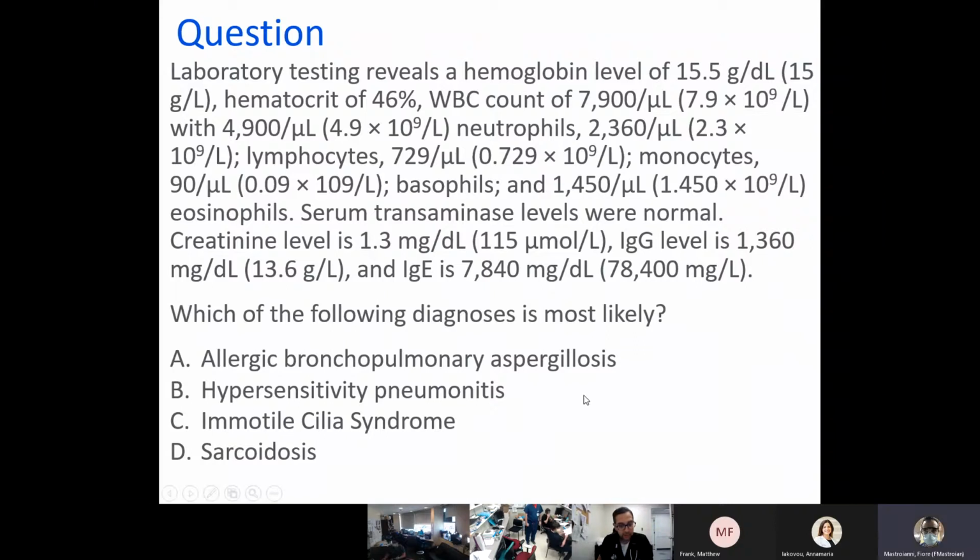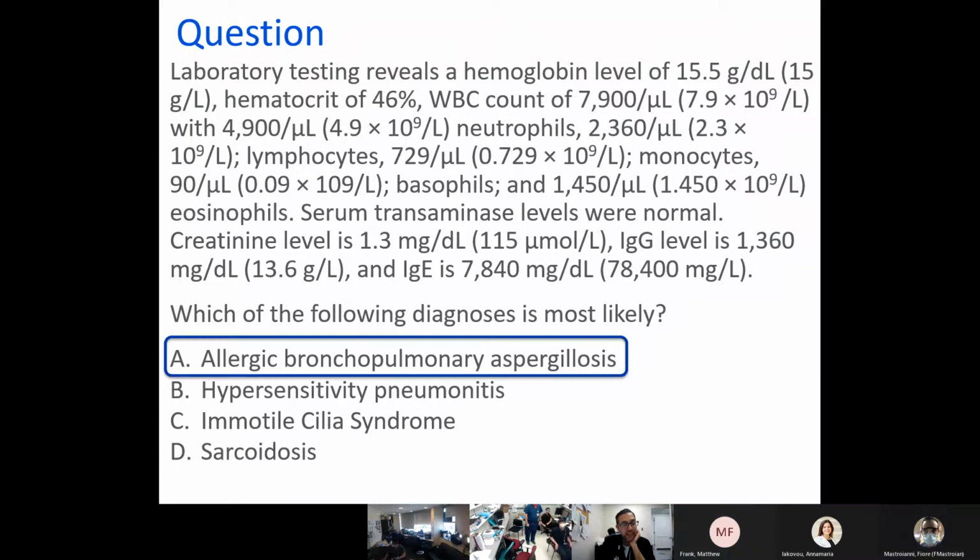So which of the following is the most likely diagnosis? Anyone want to take a shot at it? ABPA. ABPA, yes. All right, very good.